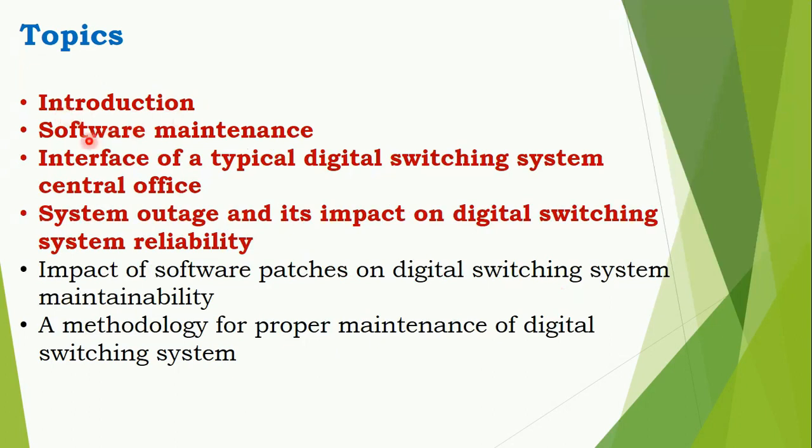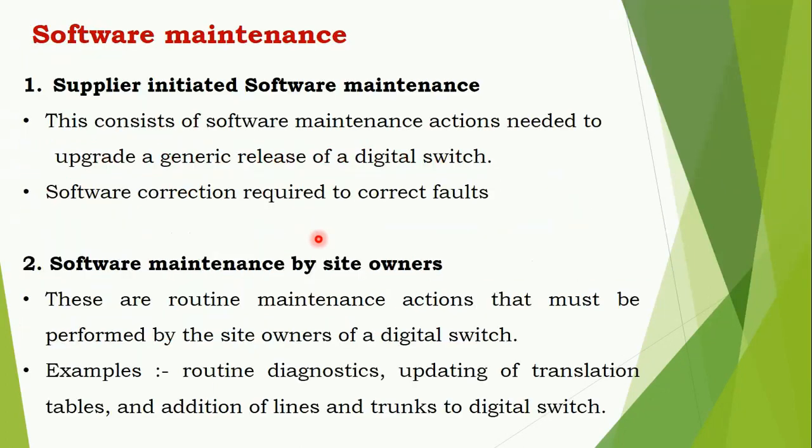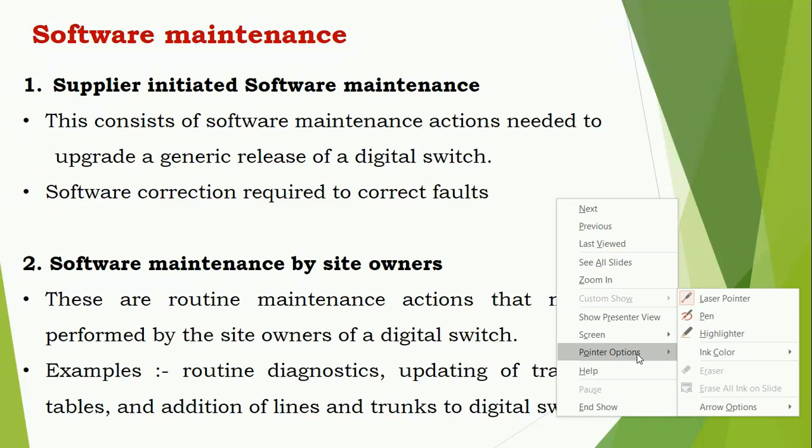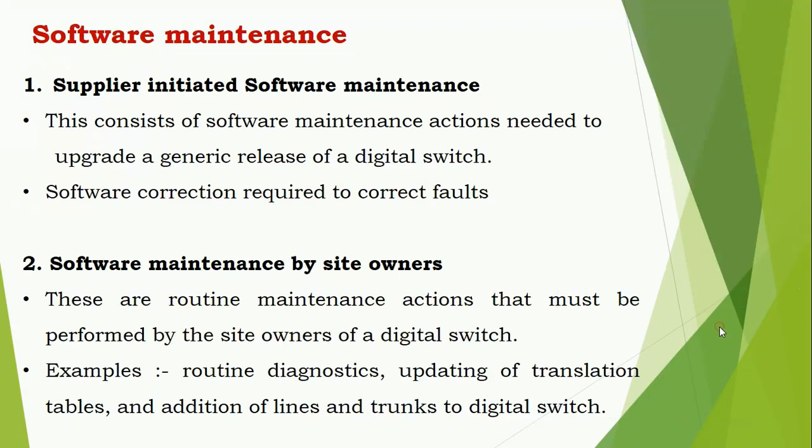Under maintenance, you are going to study the software maintenance and interfaces and system error, that is system outage, and impact of software patches and methodology for proper maintenance. So in this video, I will try to cover up to system outage. In the software maintenance, you have two types of software maintenance. One is related to the supplier and another one is related to the site owners.